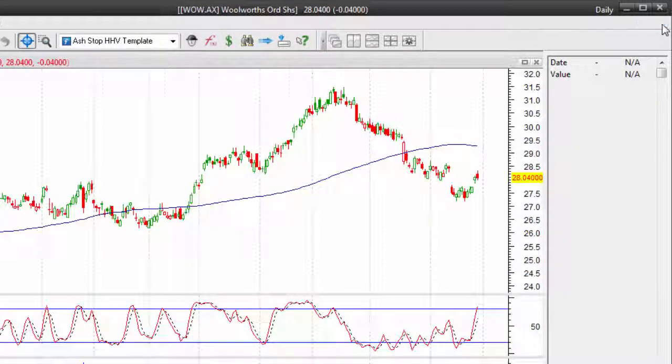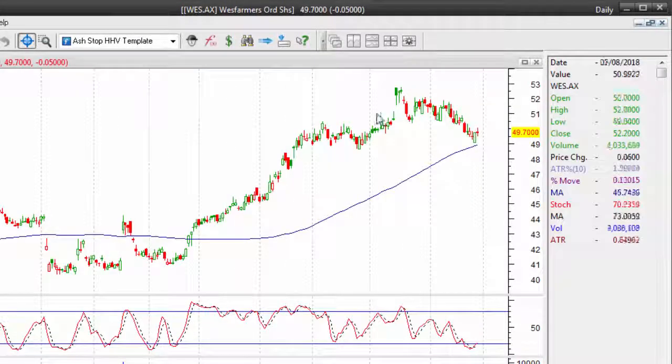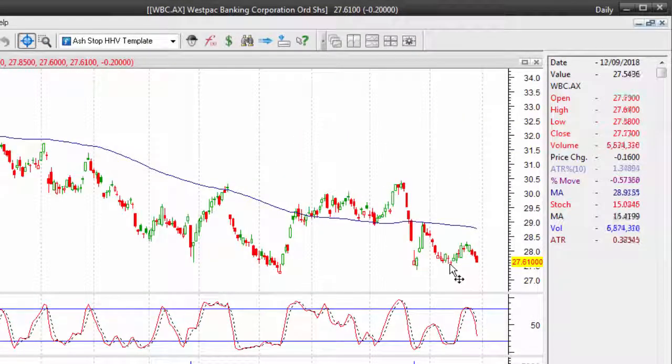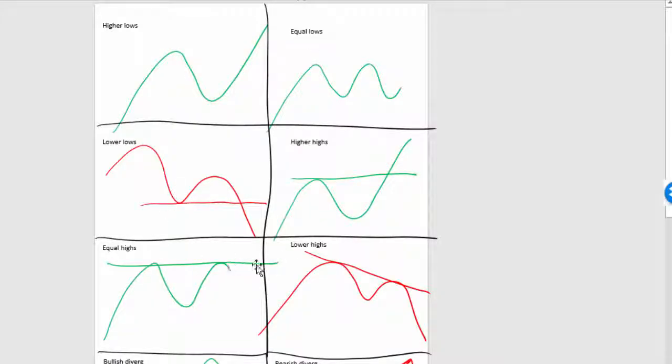So let me just go through one more. Okay, this one here, we're hitting lower lows. So the previous lows have been broken, and that's hitting a lower low. And this one here, we're looking at a double bottom here. So that would be equal lows just there. Okay, so hopefully you get the idea.